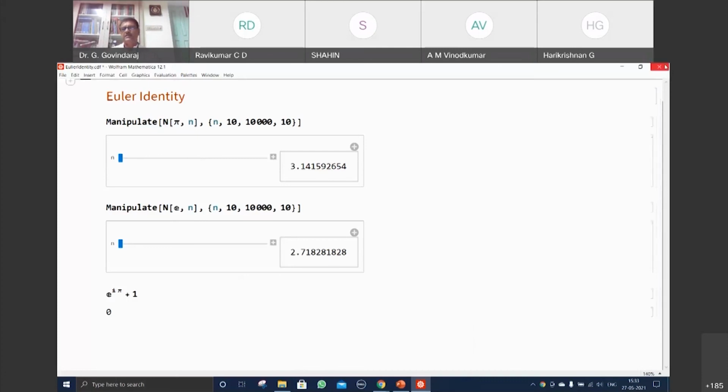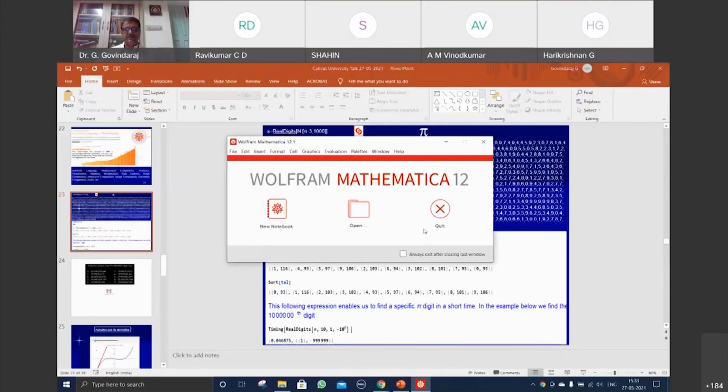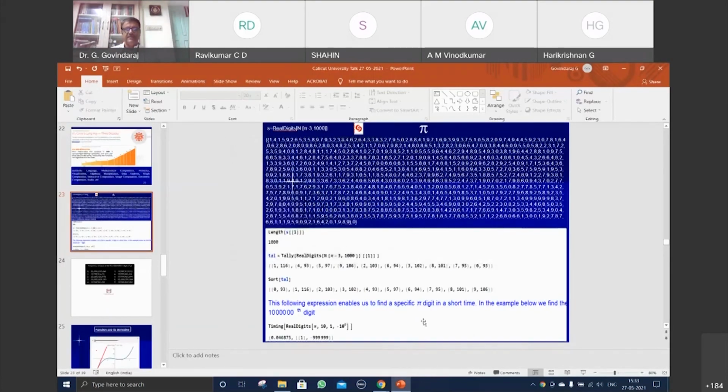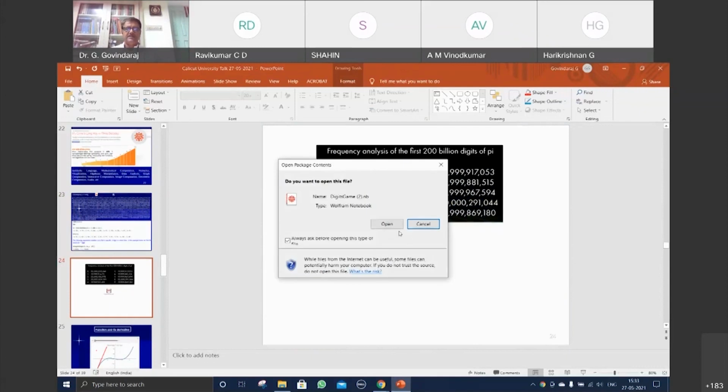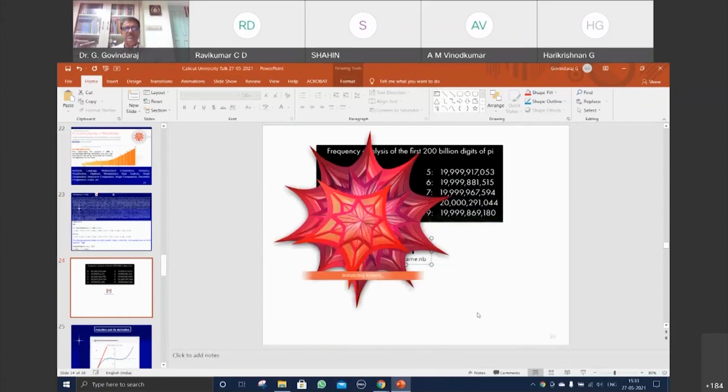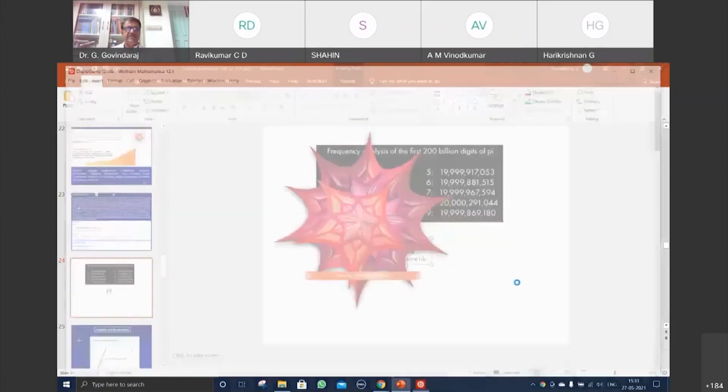So this is a typical thing which I felt I should show. There is another thing also with which you can understand how powerful Mathematica is. This is the number, and a small digit game which you can try. People can understand how important such software is and how much time one can save in our lifetime by having such things.